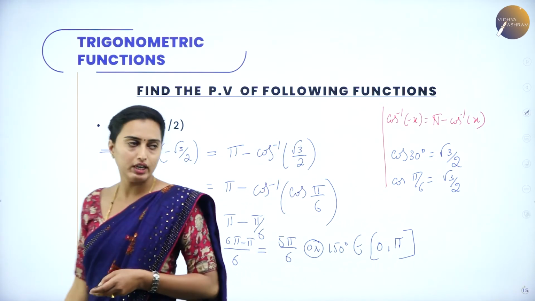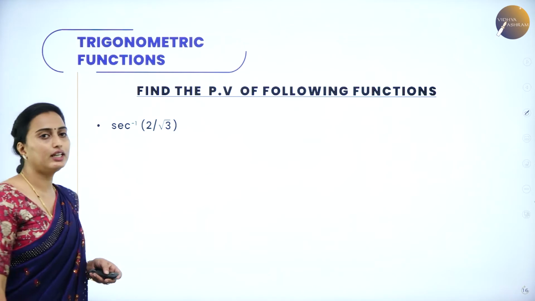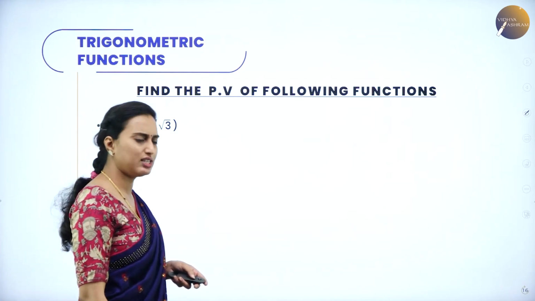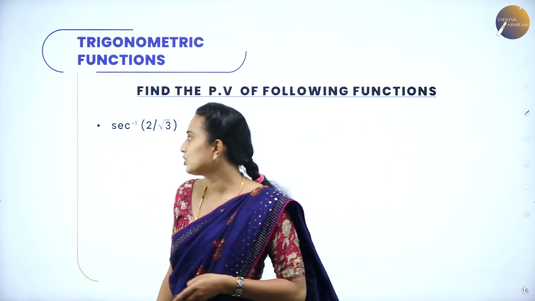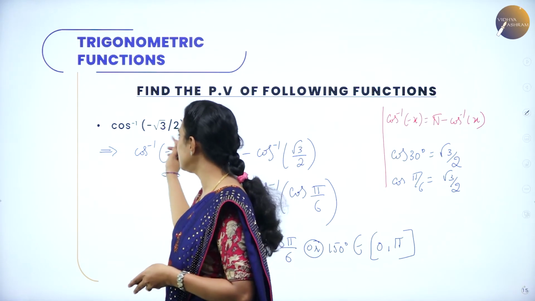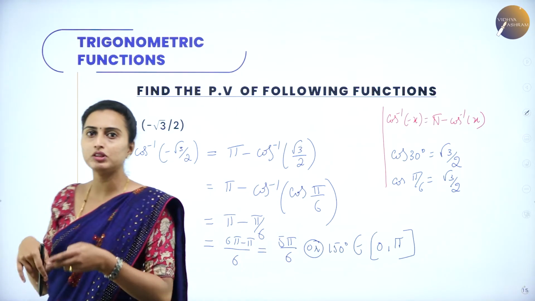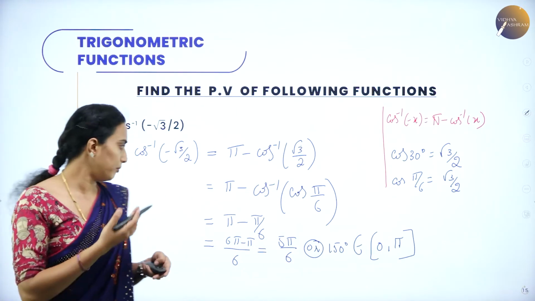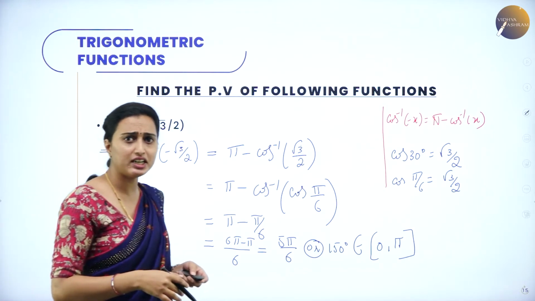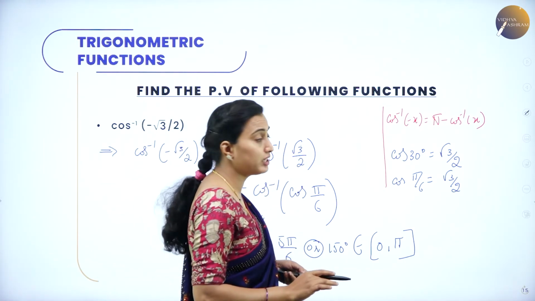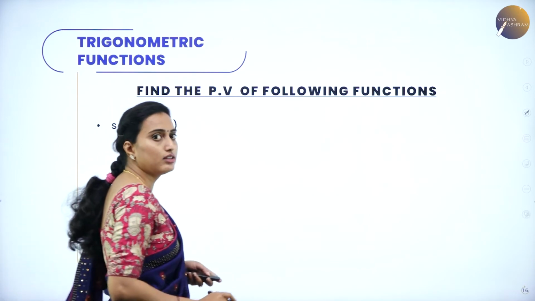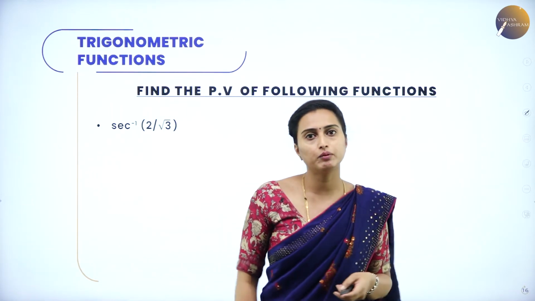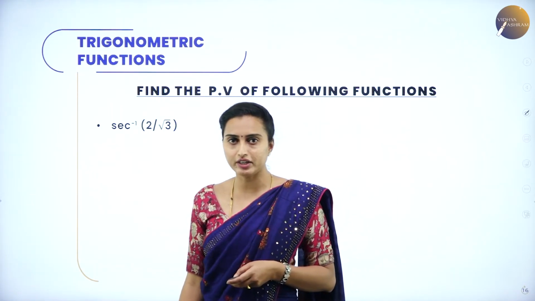Okay, so next let us move on to secant inverse of 2 by root 3. Same. Will you solve this one? Here I have solved what? Here I have solved cos inverse of root 3 by 2. 2 by root 3 means what? The reciprocal, the same way you are going to have it. Isn't it? So therefore not pi minus, because no minus sign is there. Try to solve this problem: secant inverse of 2 by root 3. Are you getting this one?